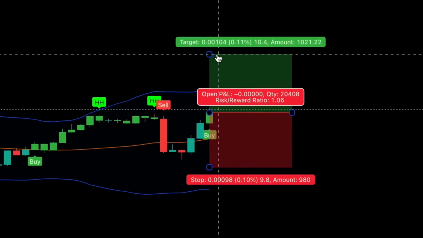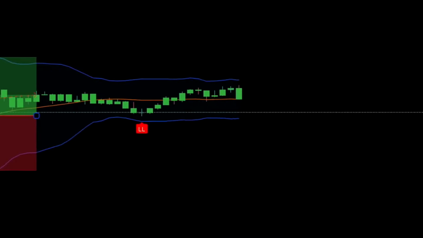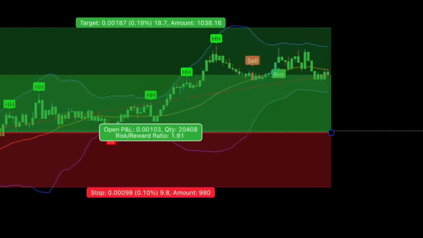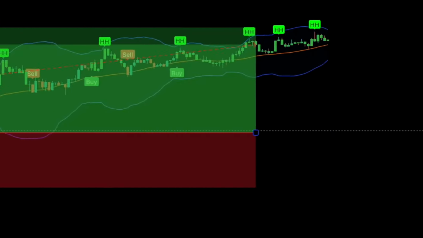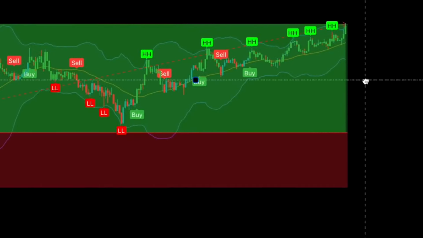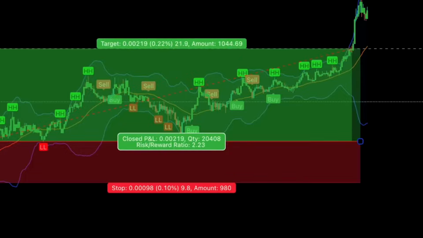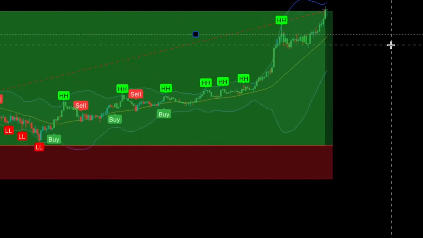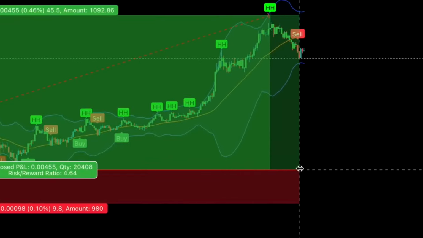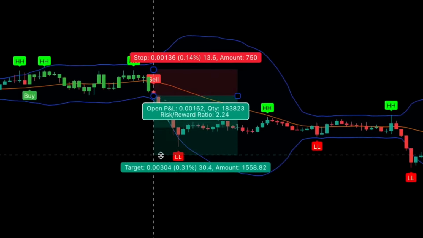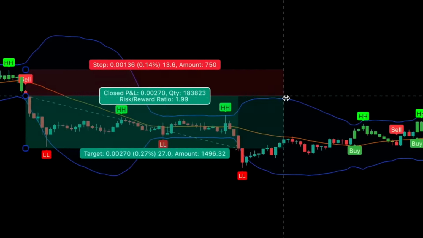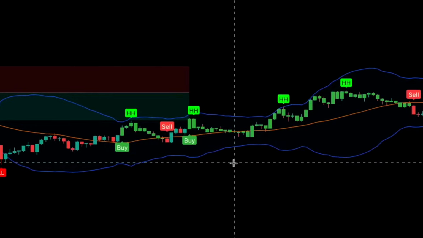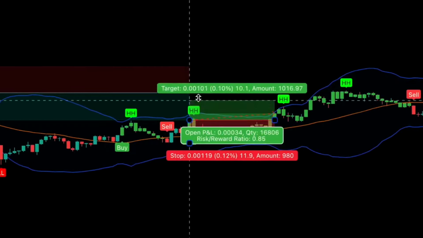This strategy is super profitable with good entries, but it's crucial to stick to the rules. On a 5 minute time frame, you'll get at least 5 trade entries per day. You can also set alerts for buy or sell signals to save time. And let's move on to backtesting.